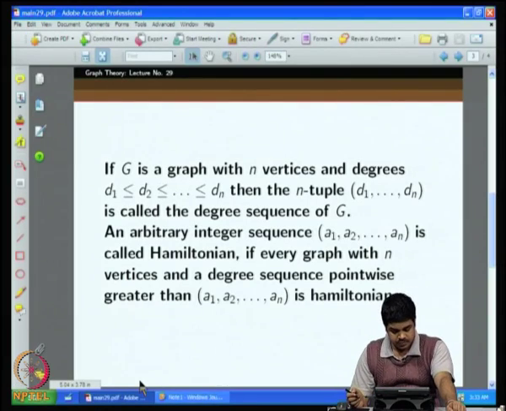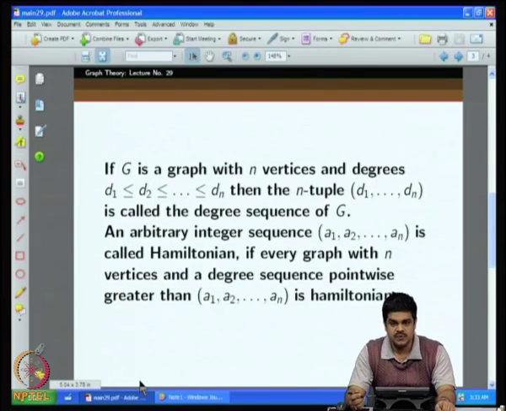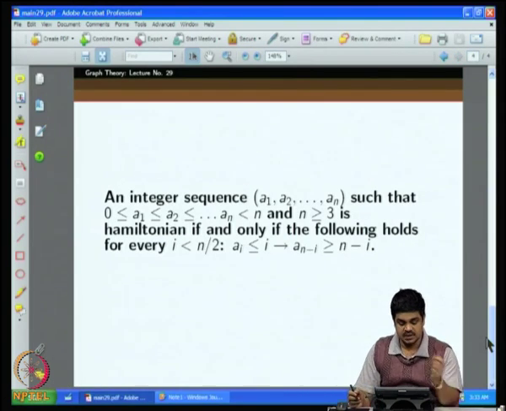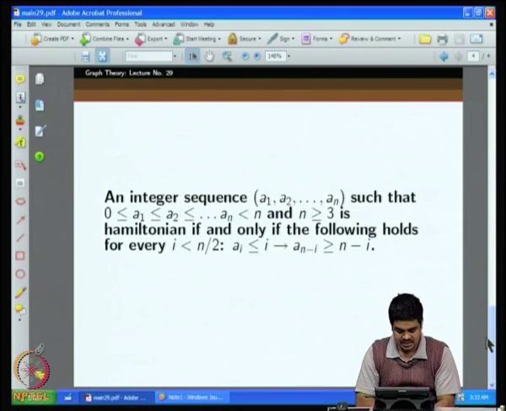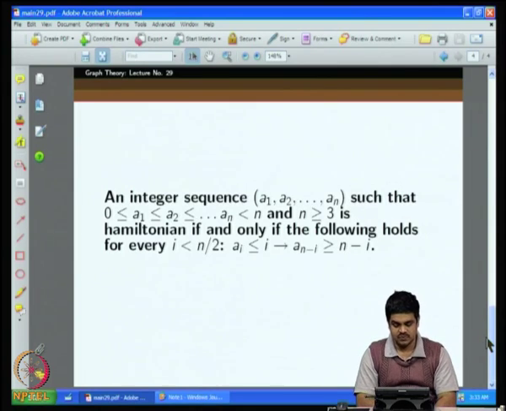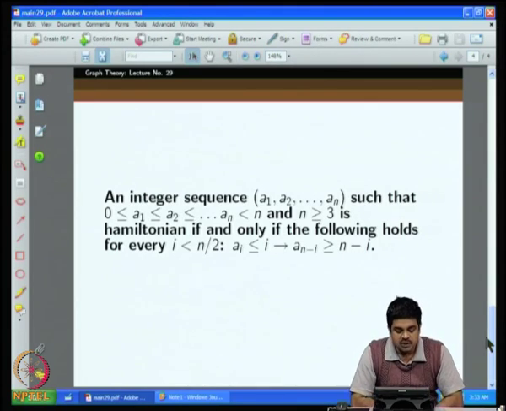Now we will characterize the degree sequences which are Hamiltonian, that is the next intention. We will say that an integer sequence a1, a2, up to an, which is non-decreasing, where of course the biggest number is strictly less than n and the lowest number can be 0, and the number of vertices is assumed to be always greater than or equal to 3, otherwise there is no cycle. Such a degree sequence is Hamiltonian if and only if the following holds for every i less than n by 2.